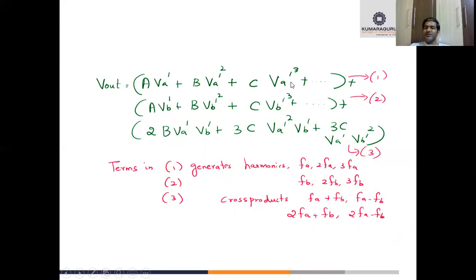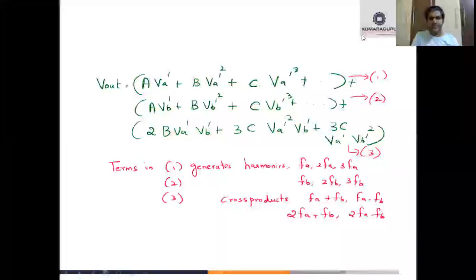So VA cube means what is your fundamental for VA cube? So VA dash is nothing but VA sine 2 pi FAT. So it is multiplied by 3. So your new frequency will be 3 into FA. So this first term will have frequency components at FA, 2FA for B VA square, plus 3FA for C VA cube. Okay. And your second term A into VB dash. So VB dash will have your frequency at FB. So B into VB dash square. So square means you will have your frequency component at 2 into FB. And cube means 3 into FB.